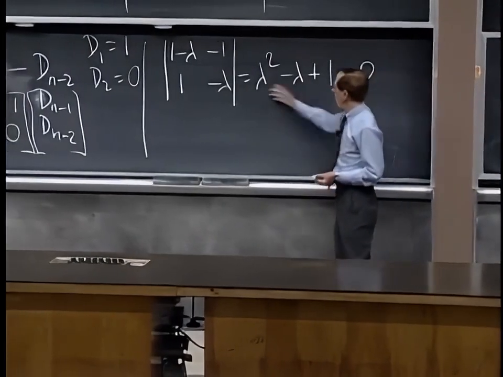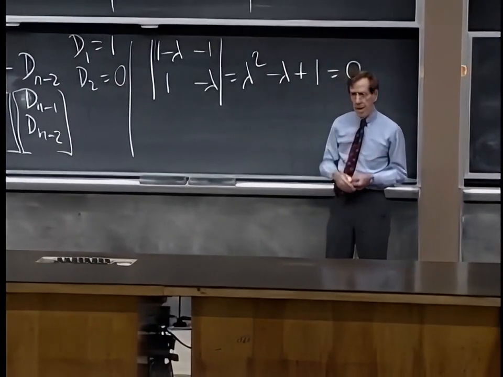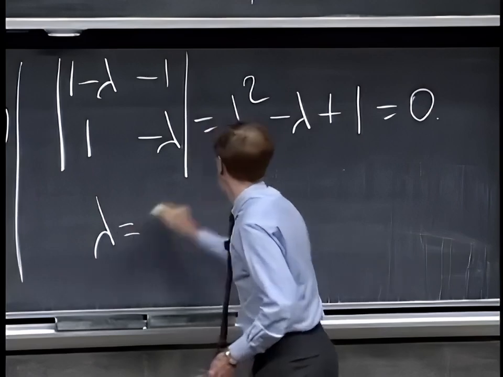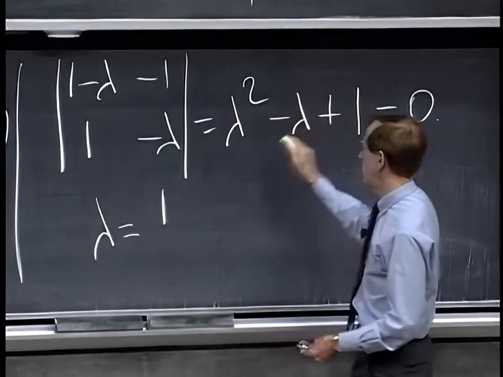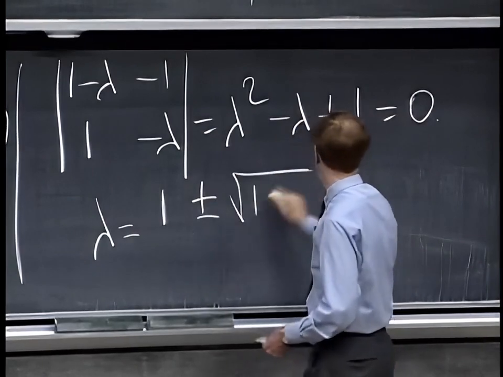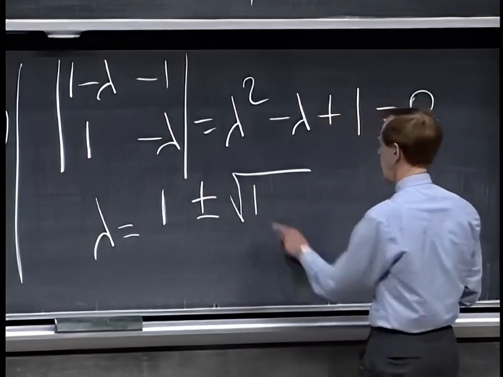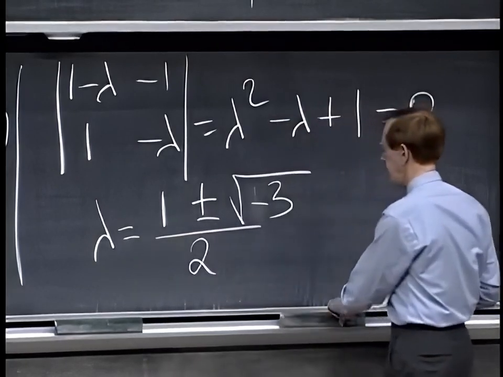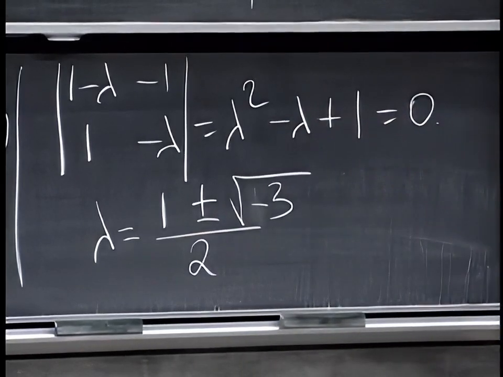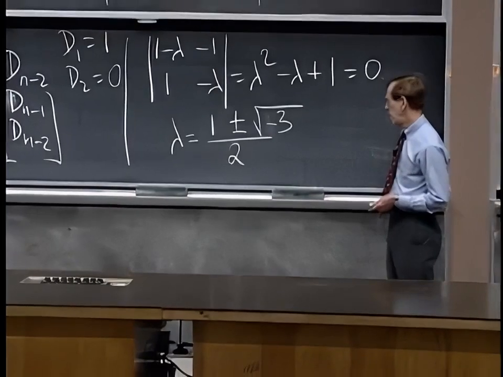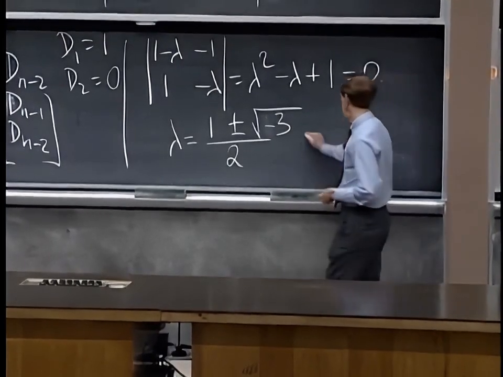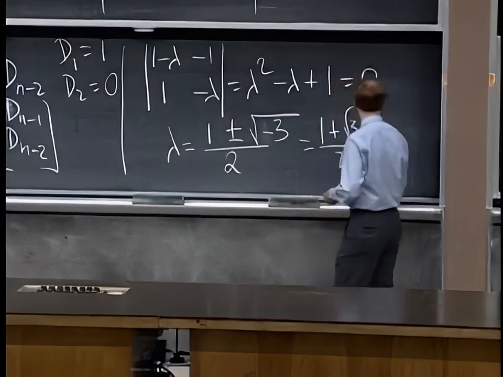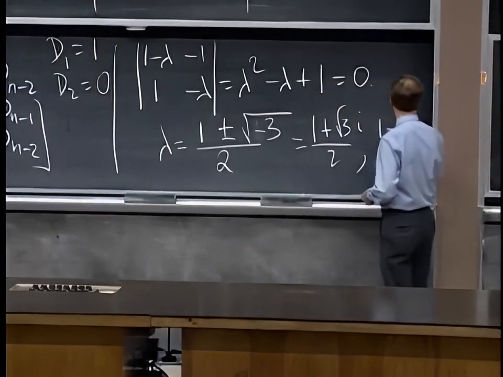I would like to know how big these lambdas are. From the quadratic formula, lambda is 1, I switch the sign of that, plus or minus the square root of 1 minus 4ac. Am I getting a minus 3 there, over 2? They're complex. The eigenvalues are 1 plus square root of 3i over 2 and 1 minus square root of 3i over 2.